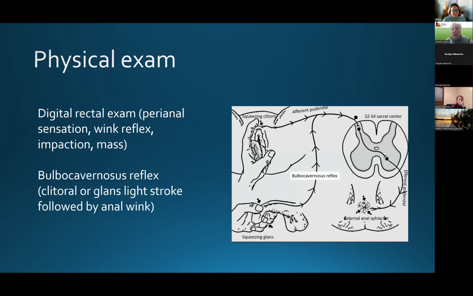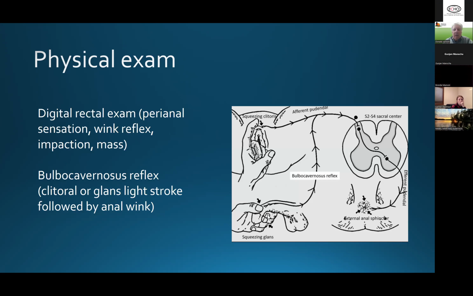And so you want to establish that the individual has perianal sensation. And usually you start off, when you do the external exam, by touching the rectal area, and it should give a wink or a little squeeze. And then with the digital rectal exam, you also palpate for either fecal obstruction, mass, or impaction.